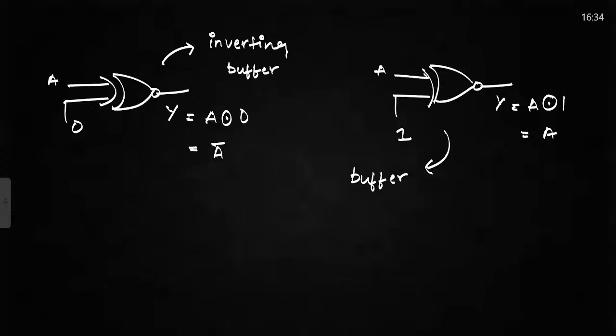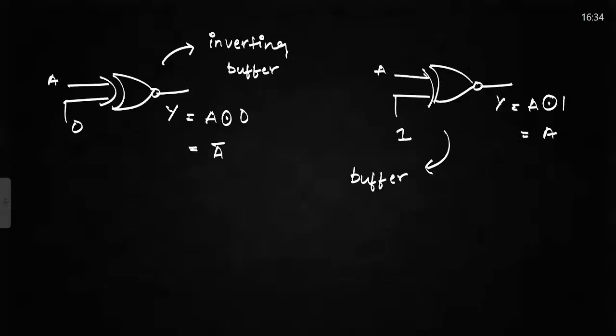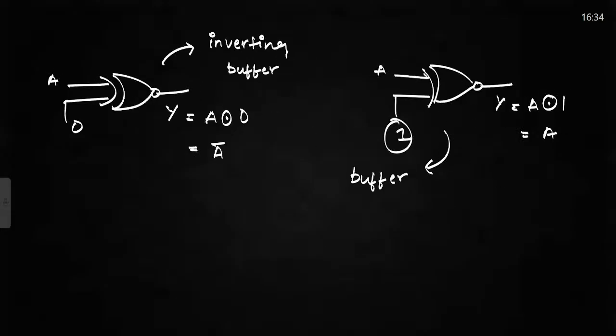When you observe this, here in XOR if I am taking 1, then it is acting as an inverting buffer, but in XNOR at 1 it is acting as a buffer. Here in XOR if I am taking 0, then it is acting as a buffer, but in XNOR if I am taking 0, it is acting as an inverting buffer. This is because XOR is the complement of XNOR. So that is one important topic that you need to learn.